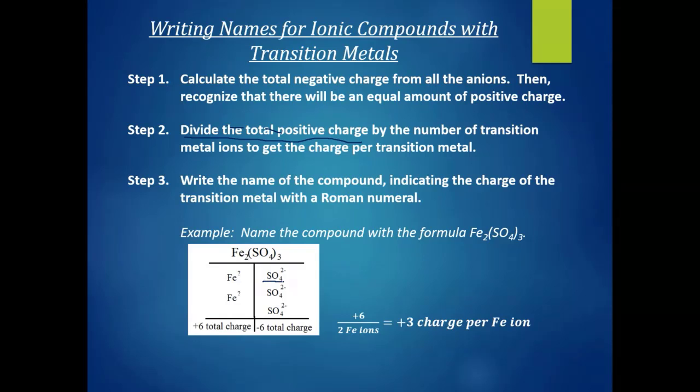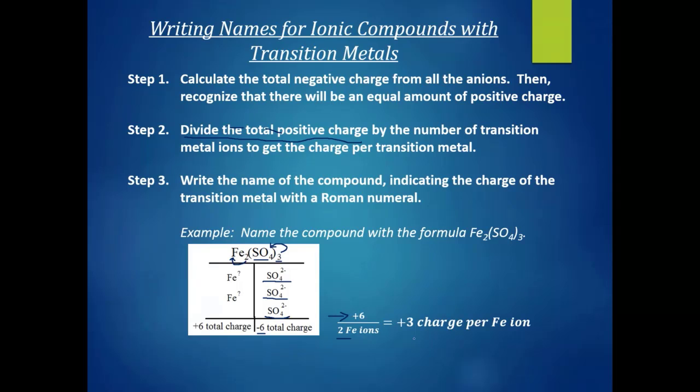Well, I know that this SO4 has a -2 charge. And if it says SO4 3, there's 3 of the SO4 ions. So -2, -2, -2 gives me a total of -6. I also know that there is 2 iron ions. So if it's a -6 total charge on that side, it's going to be a +6 total charge for the iron. I then simply divide the +6 by the fact that there's 2 iron ions, and that gives me a +3 charge per ion. Does that make sense?